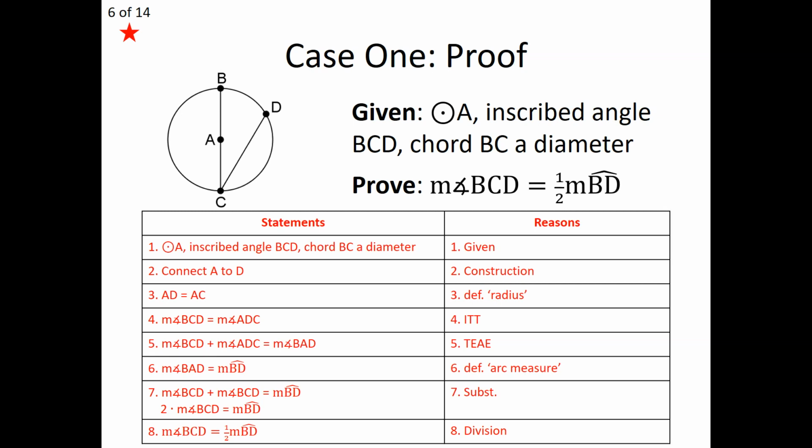So we have the same given. We've got our same diagram. Let's again prove that the measure of angle BCD is equal to half the measure of the arc BD. So we start with our given, right? Step one, got our given. Circle A, inscribed angle BCD. We have our chord BC as a diameter.